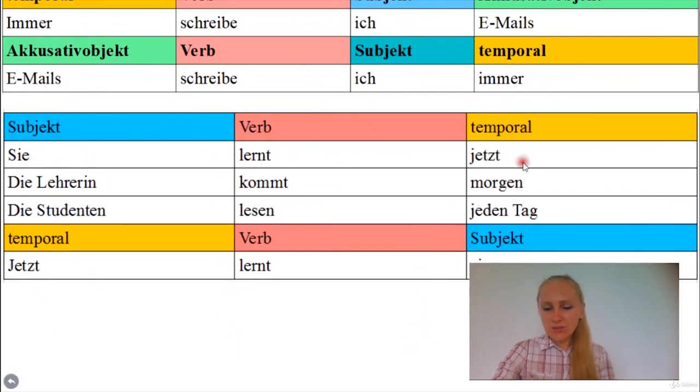Sie lernt jetzt, she's studying now. Die Lehrerin kommt morgen. The female teacher comes tomorrow. Again, we have the ending in and the article die, so you know automatically it's about a woman. Then, die Studenten lesen jeden Tag. It means the students read every day. Again, you can put the indication of time at the beginning of the sentence, and then it would be jetzt lernt sie, now she studies.